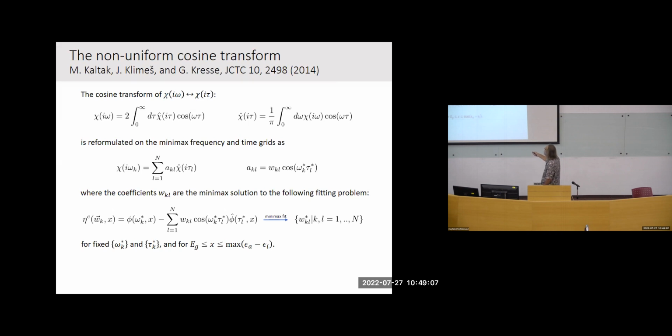And what we now will seek is these weights in this transformation. So this is a matrix K and L that connects our frequency points to our time points, and in the other direction, if you so want. And we seek an optimal transformation between the two, again, by solving a minimax problem. So we have a frequency grid and we have a time grid, and we have a transformation between the two.